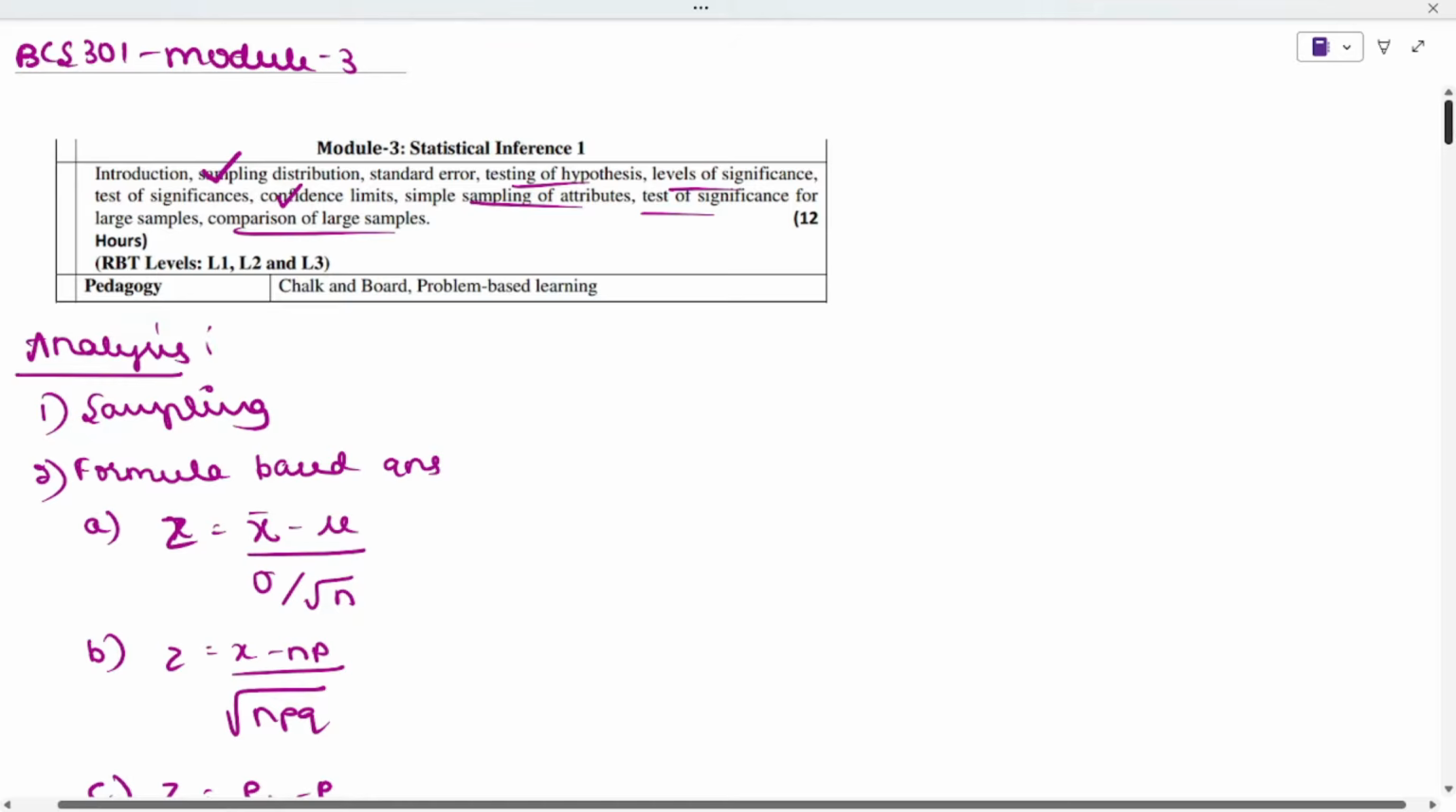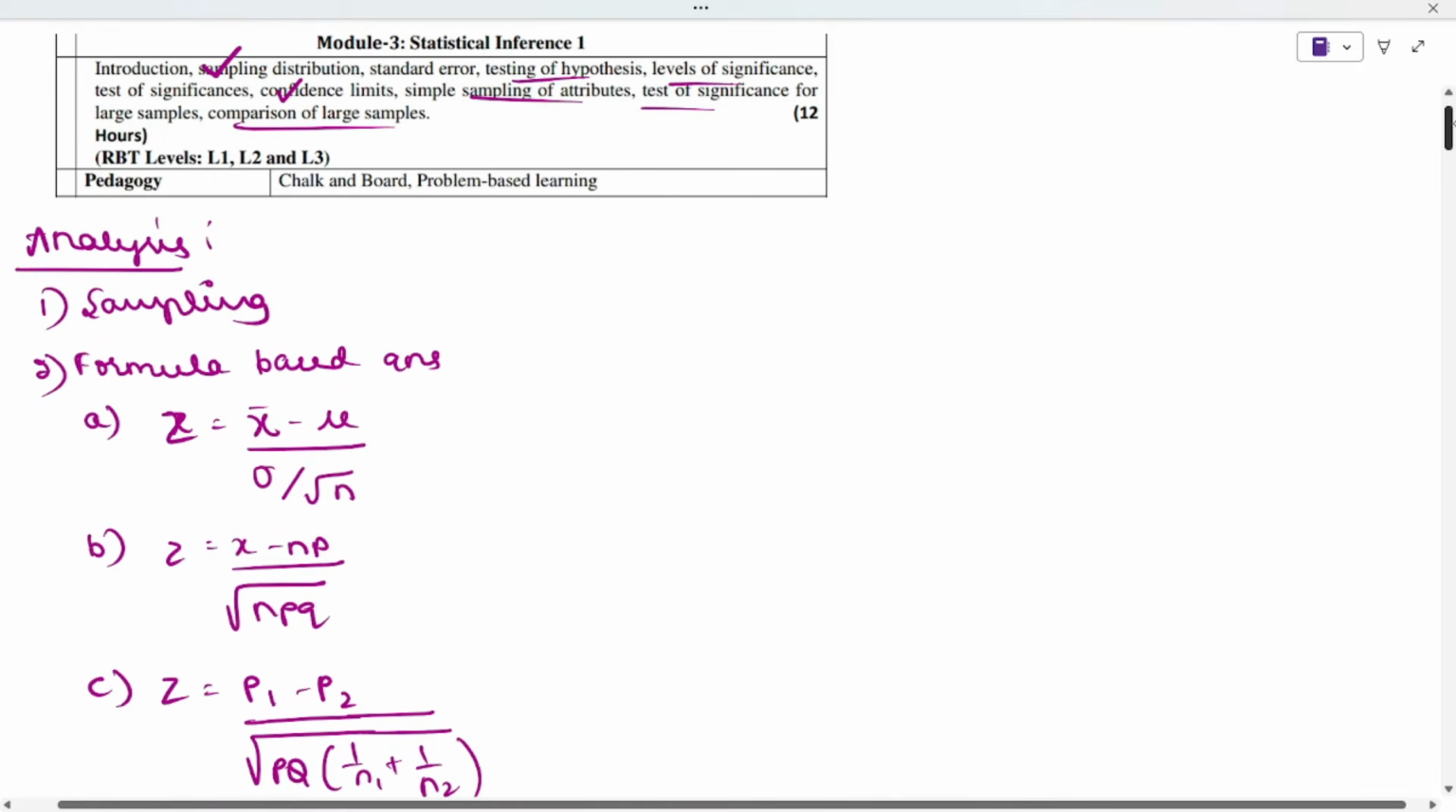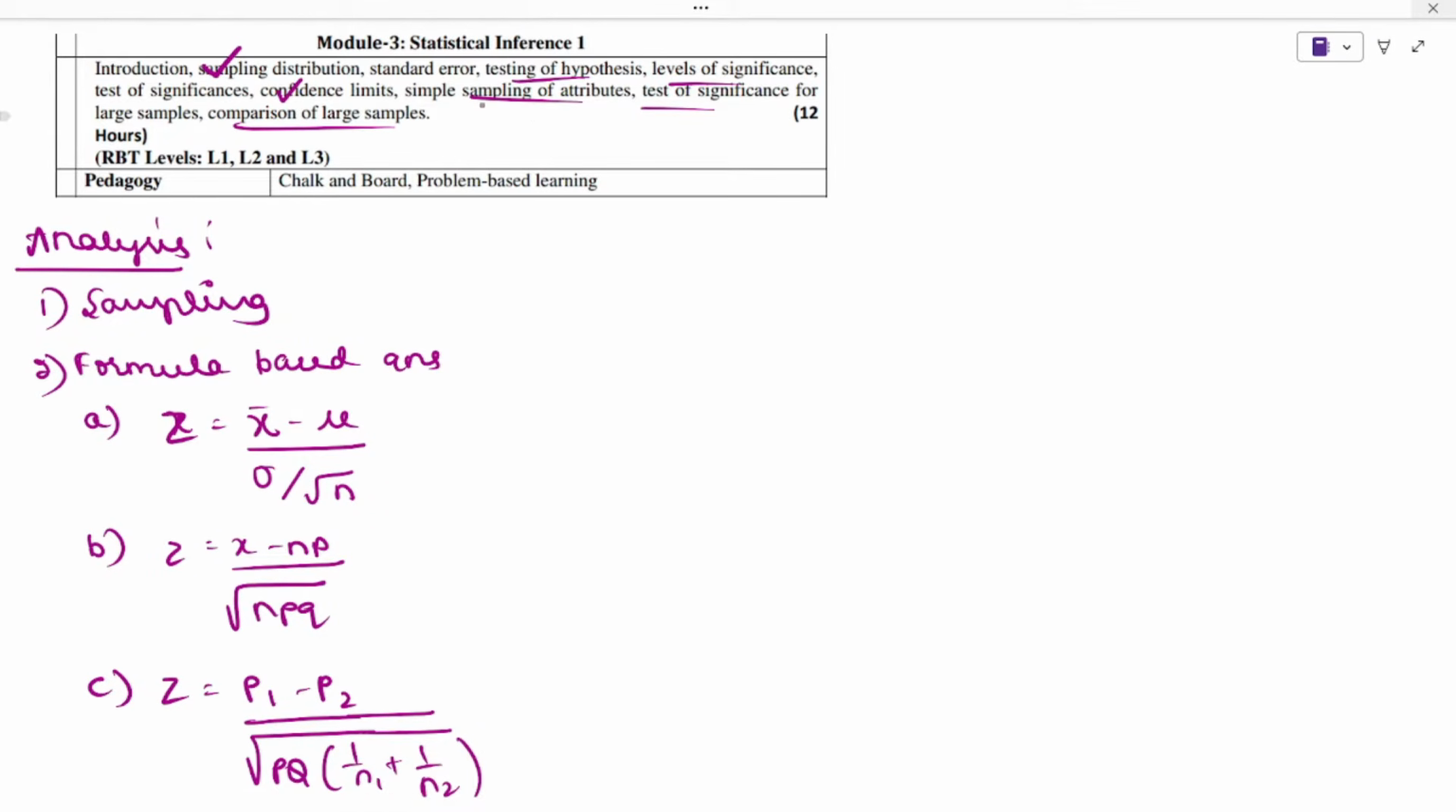Come on, let's start without wasting time. Sampling distribution is included, the hypothesis, level of significance, confidence limits, sampling of attributes, test of significance, comparison of labs. This is one of the easiest modules of all, in which you can score maximum marks. That is, you can score 30 on 30, 20 on 20 itself.